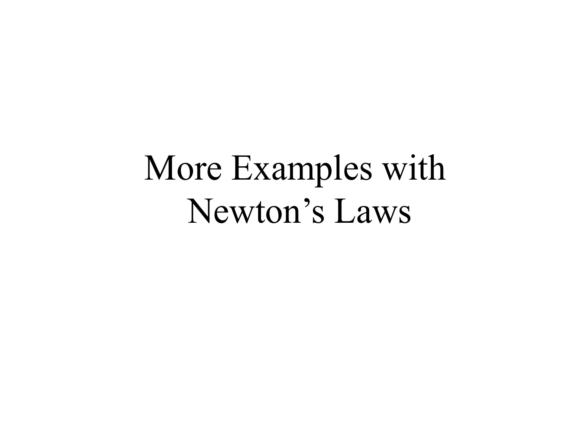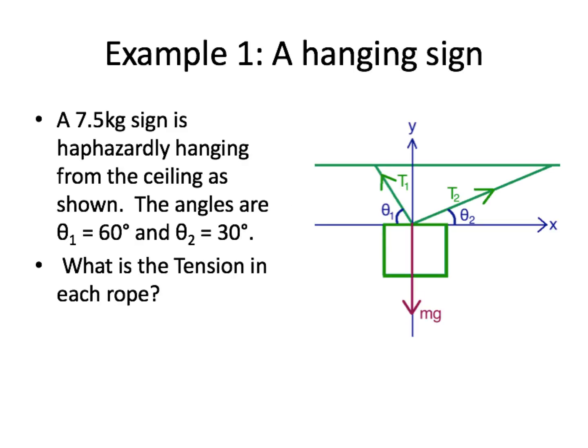In this video, we want to continue looking at some more examples of Newton's laws, in particular, Newton's second law of motion. In this example, we have a hanging sign. So we have the sign that's hung up by these two ropes here at these two different angles, and we're told a 7.5 kilogram sign is haphazardly hanging from the ceiling as shown.